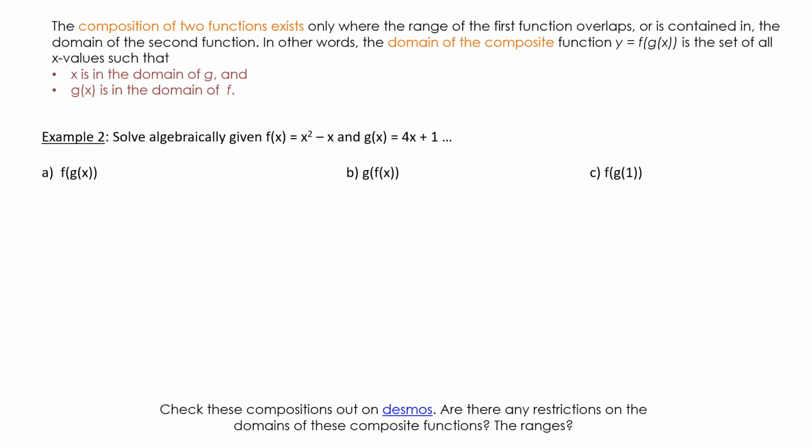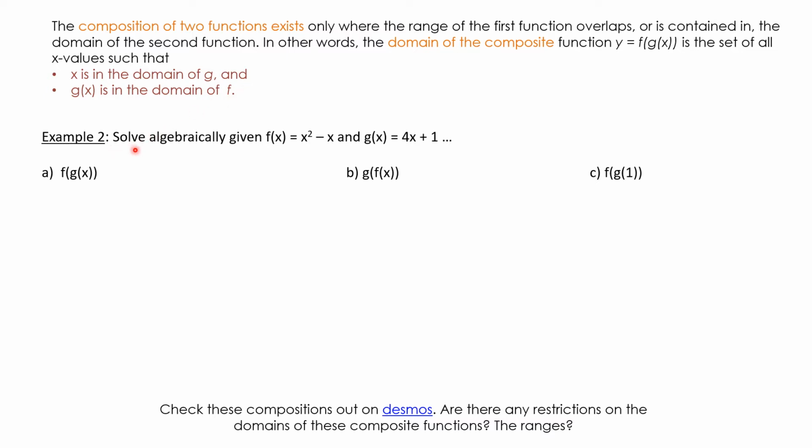The composition of two functions exists, as we just saw, only where the range of the first function overlaps or is contained in the domain of the second. In other words, the domain of the composite function is the set of all x values. So remember our first table? X was in the domain of G, so we had all our x values there. And then the answer that we got from the first pair of our table, we had an x and we had a y. That y value had to be in the domain of F, and if not, it was undefined. So it's a little bit more of a confusing domain here.